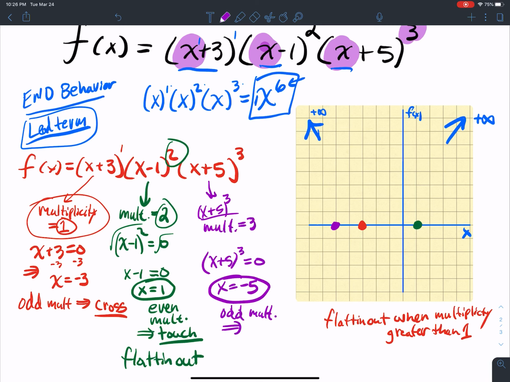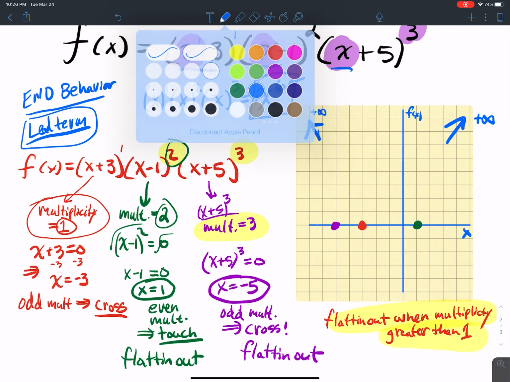So what does that tell me? I cross. Now, I don't just cross through it like this, kind of like with the red one, x equaled -3. I actually flatten out as I cross. Why do I flatten out? The multiplicity is greater than 1. Your multiplicity is greater than 1, you flatten out. Okay, multiplicity is greater than 1 for those two factors. So let's see if we can draw this bad boy.